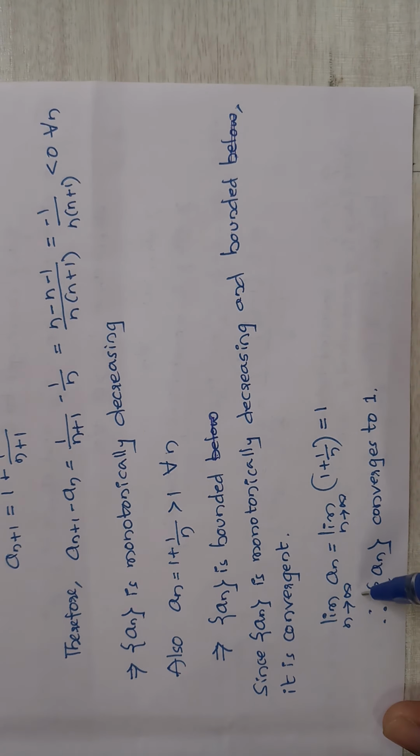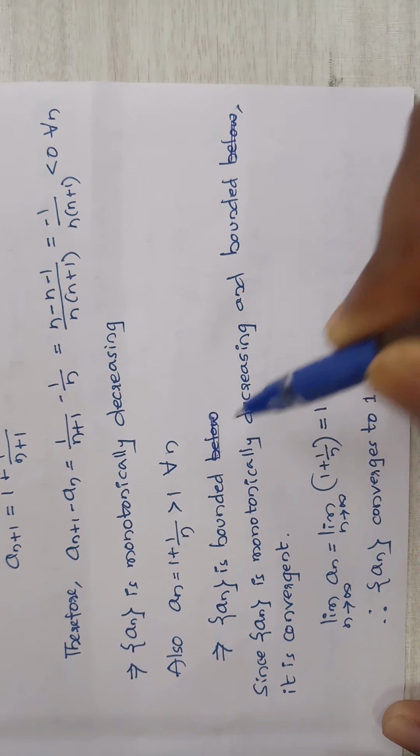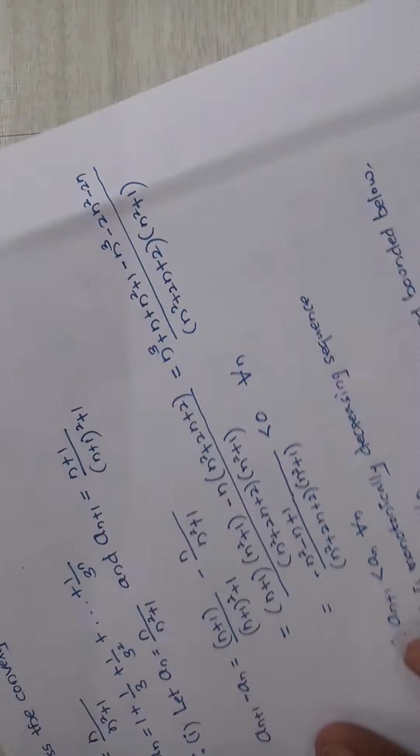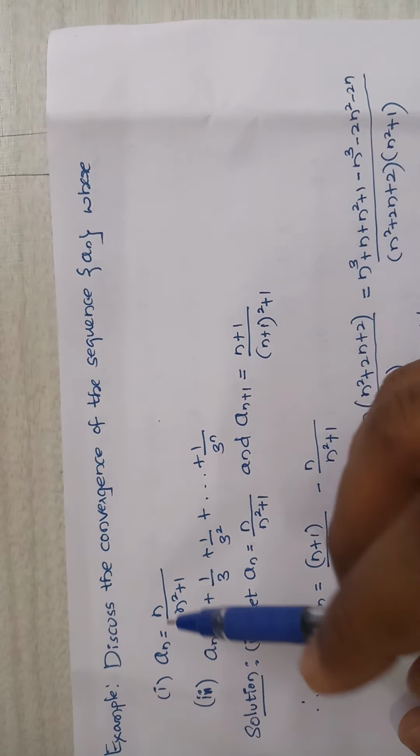So therefore limit n tends to infinity a_n is equal to limit n tends to infinity 1 plus 1 divided by n. If you replace the value of n by infinity, this is 1 plus 1 divided by infinity, which is 0. So 1 plus 0 is 1. Therefore the given sequence a_n converges to 1.